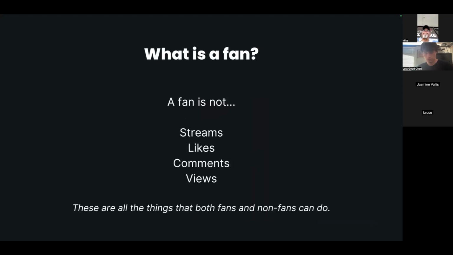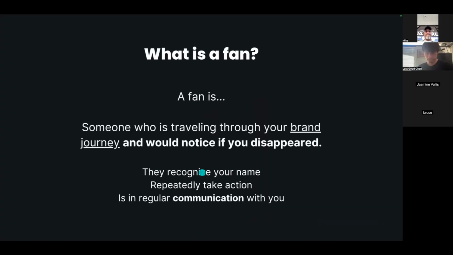But a fan is not streams, it's not likes, it's not comments, it's not views, okay? Because those are all the things that both fans and non-fans can do. So what is a fan? A fan is someone who's traveling through your brand journey and would actually notice if you disappeared. That's what a fan is, right? They recognize your name, they repeatedly take action when you ask them to, and this is huge, they're also in regular communication with you, with your marketing. That's what communication is, marketing, right?